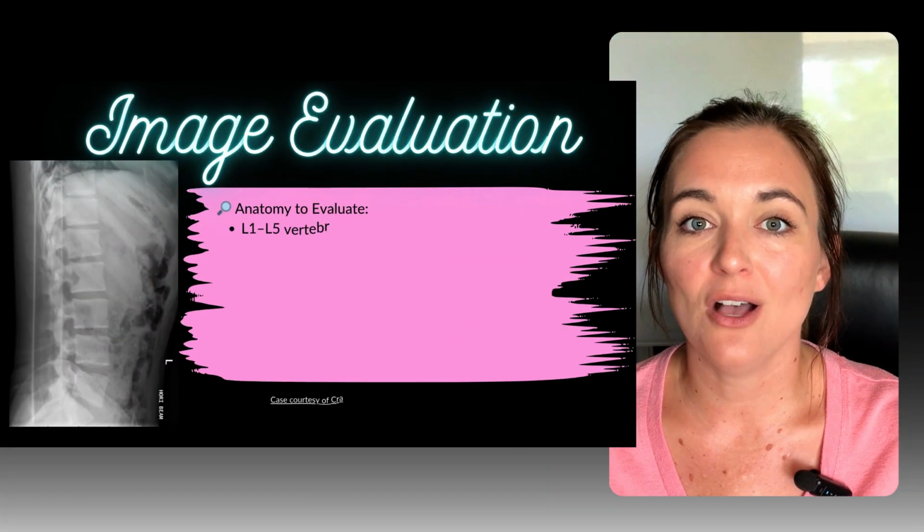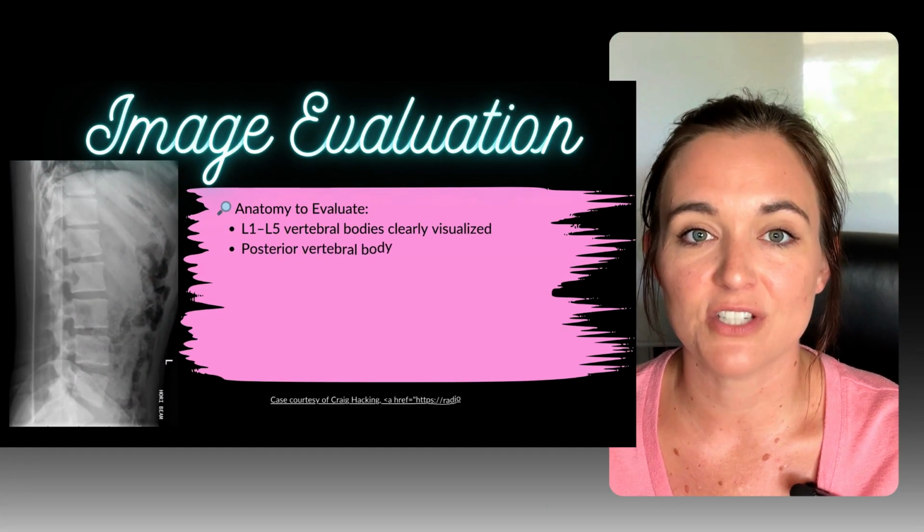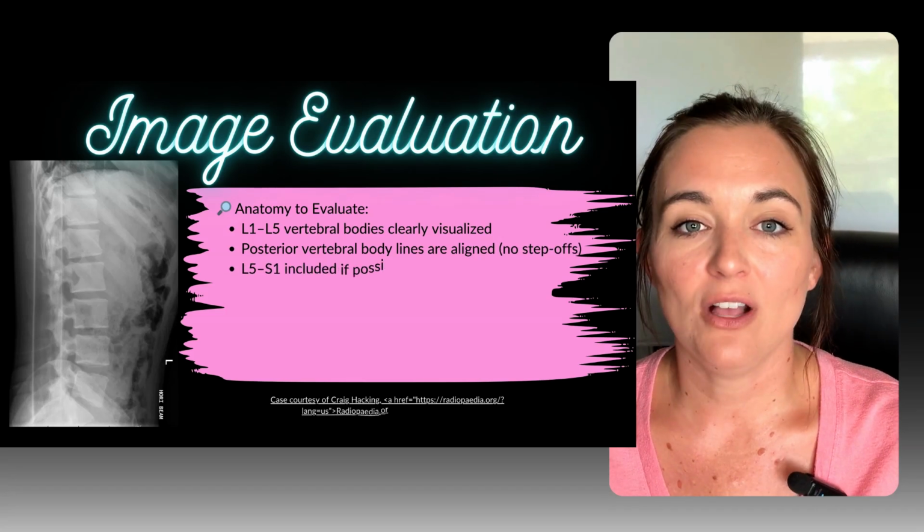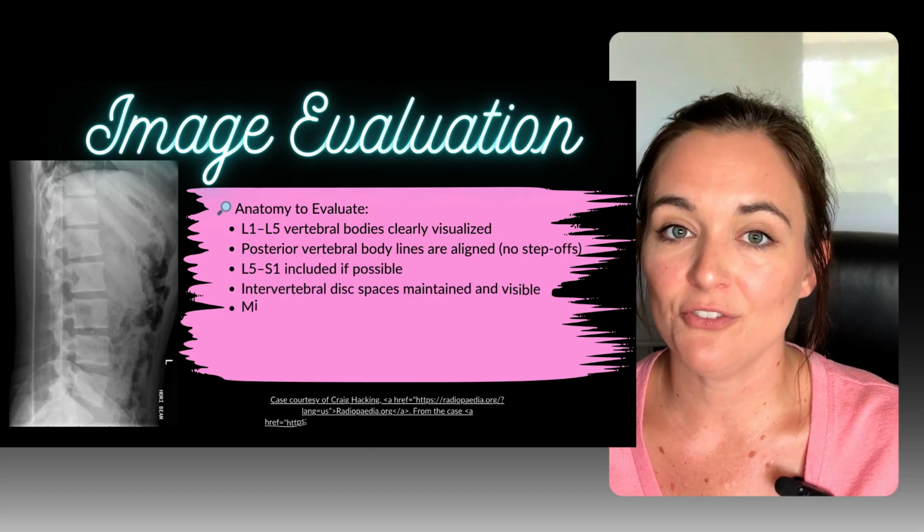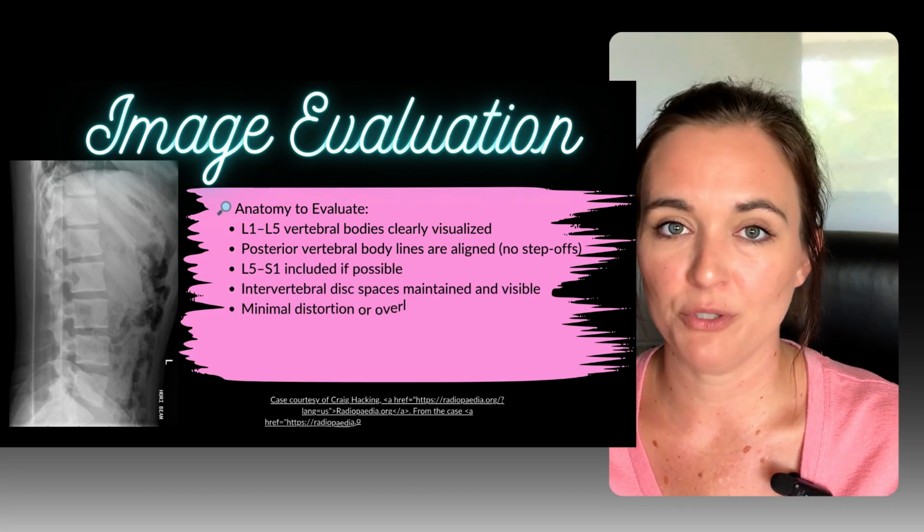Here's the anatomy to visualize in the trauma L-spine views. Let's go view by view. Your cross-table lateral: L1 through L5, ideally visualized in full, and your L5 through S1, if you can get it, though it's tough without moving the patient.